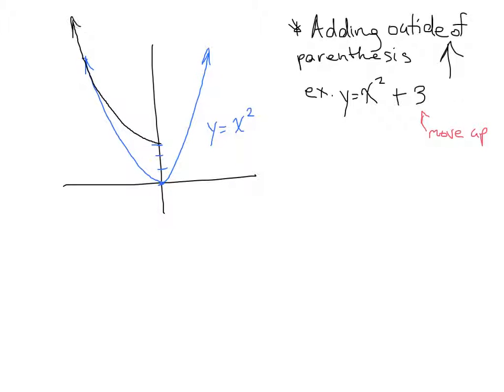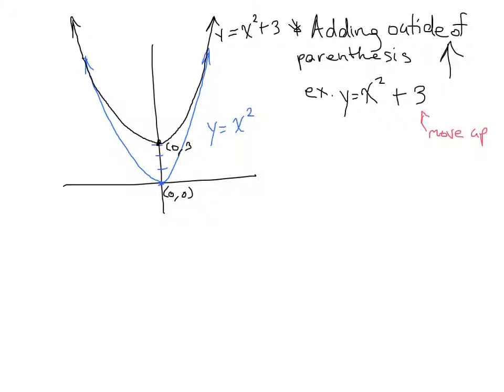And again, this is really a very rough sketch. But this is the graph of y equals x squared plus 3. What's really important is that you see where the vertex went to, from 0, 0 up to 0, 3.